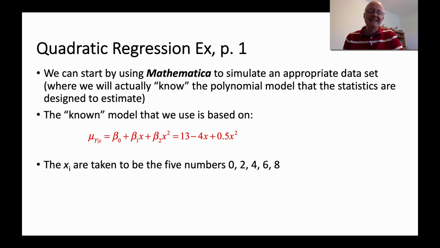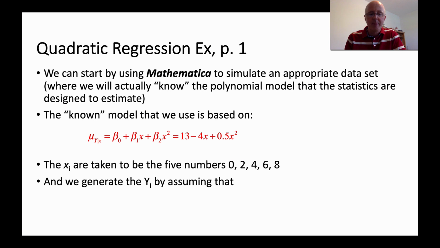I'm going to take the x's for my sample data to be some fixed numbers. I picked 0, 2, 4, 6, and 8. I could have picked different numbers. I picked them to be evenly spaced here, but they didn't have to be. I just picked these 5 numbers. This is not really a random sample. I'm thinking of the x's as being chosen. The corresponding y's are going to be generated randomly.